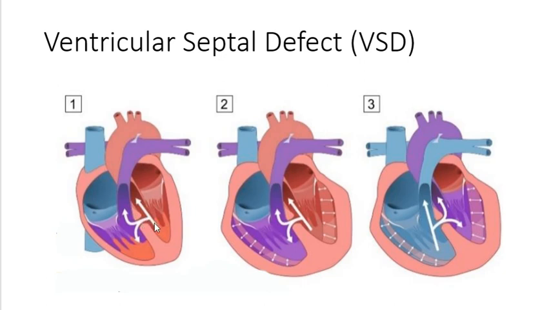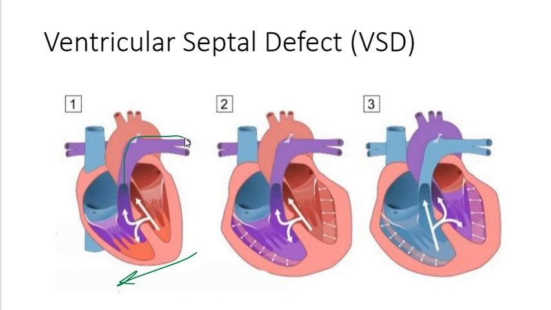So the blood goes normally through the aorta. It also goes through this ventricular septal defect, the defect in the ventricular septum, and so it will go through to the right ventricle, and now the right ventricle has some oxygenated blood in it as well. It's a left to right shunt, so there's no problem, no cyanosis will develop.